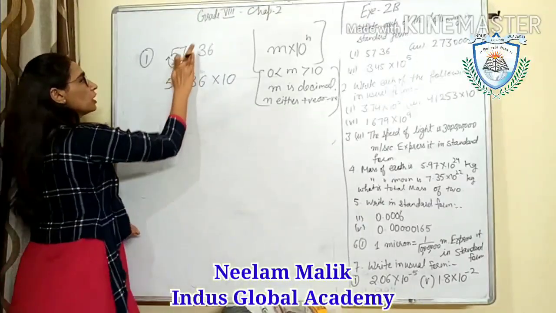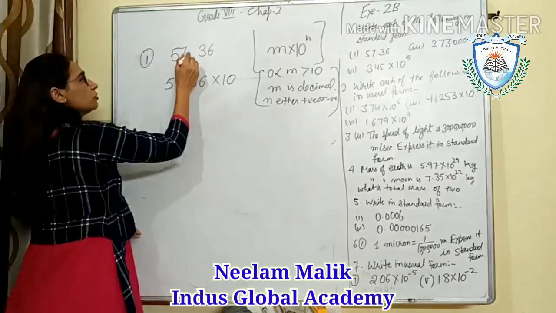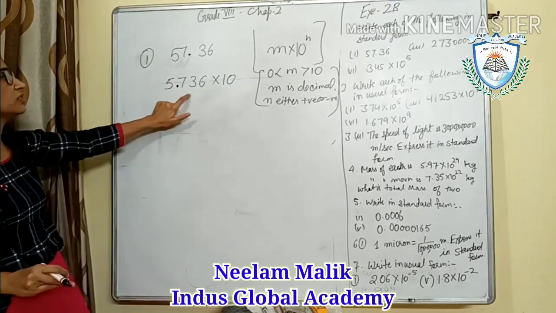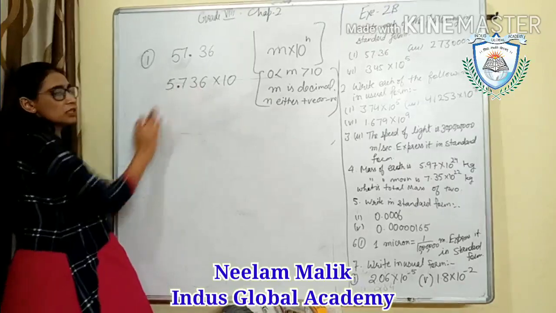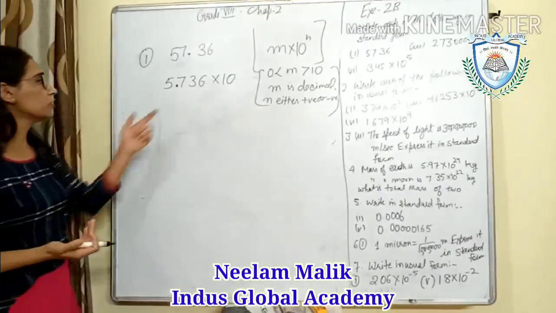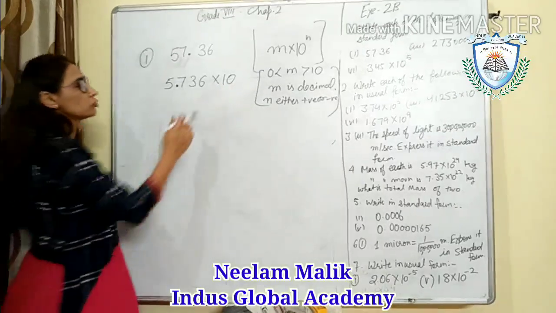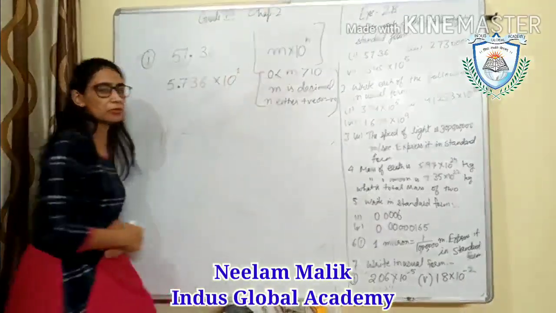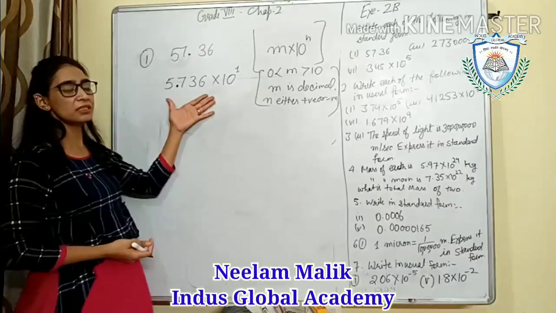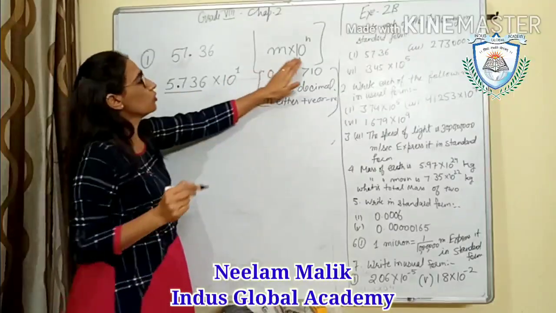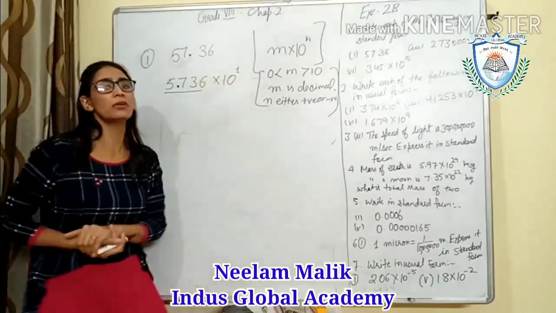Okay, so here the statement was this. So now this is 5.736. The value of this is now between 0 and 10. So the power of 10 is 1. Power of 10 is 1. So now our number is in the form m into 10 raised to power n, this is our m, into 10 raised to power n.